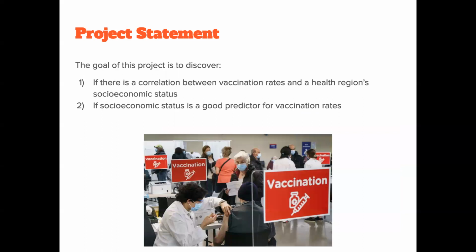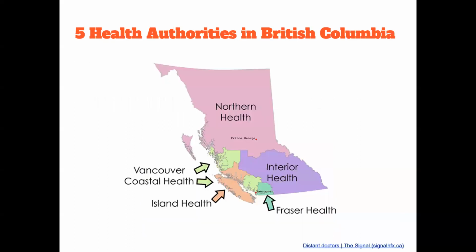So the project statement: the goal of the project is to discover if there's a correlation between vaccination rates and a health region's socioeconomic status, and also if socioeconomic status is a good predictor for vaccination rates. Just a bit of background, there are 5 health authorities in British Columbia. There's Northern Health, Interior Health, Fraser Health, Vancouver Coastal Health, which is broken up into 2 parts, and Island Health.